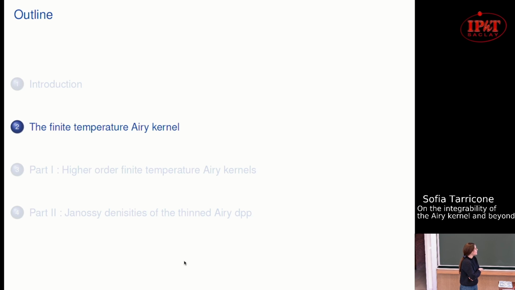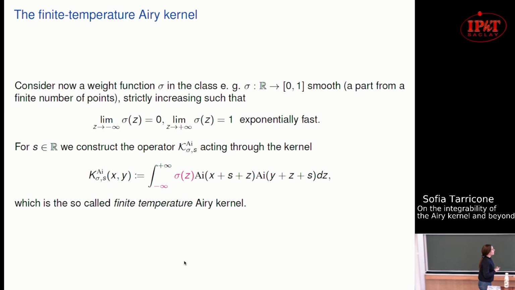So let's skip now to the finite temperature case. This is all I wanted to say about the classical results known from the Airy kernel, and the connection between integrable probability models and classical integrable systems. Now, what is the finite temperature kernel? Well, it can be defined in a generic way by taking a certain weight function sigma that, to have a good definition, takes values in [0,1], is defined on the real line, and is smooth. You can take a finite number of points where there is a singularity, and it goes exponentially fast to 1 at plus infinity and to 0 at minus infinity.